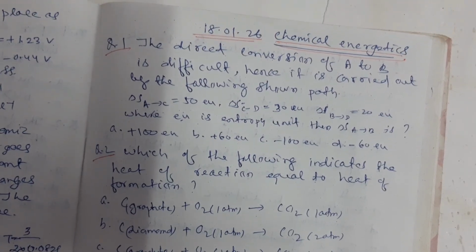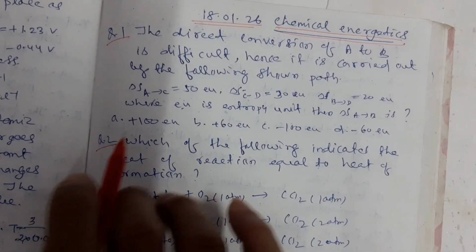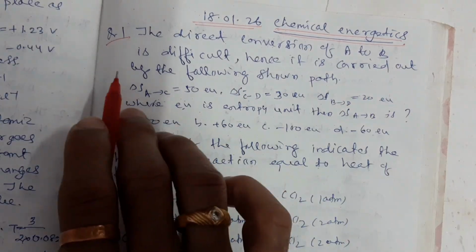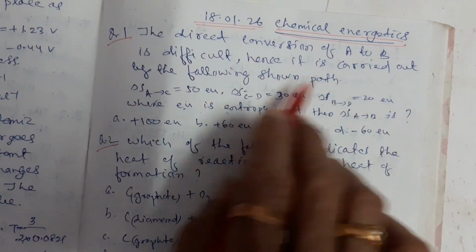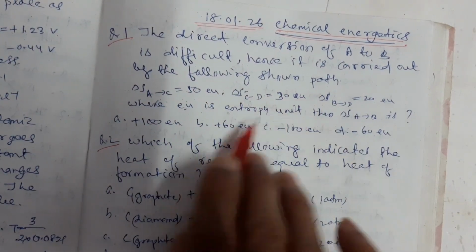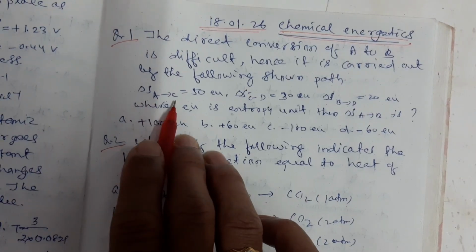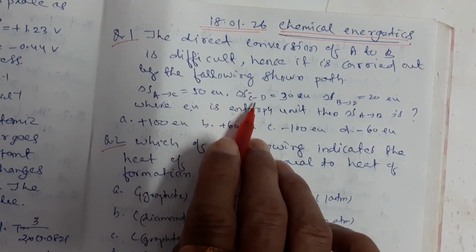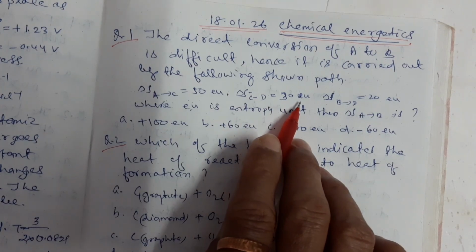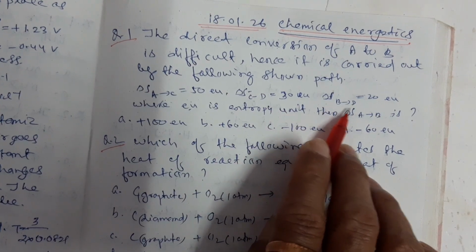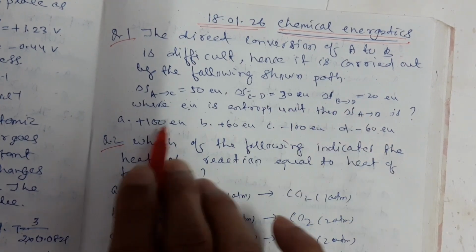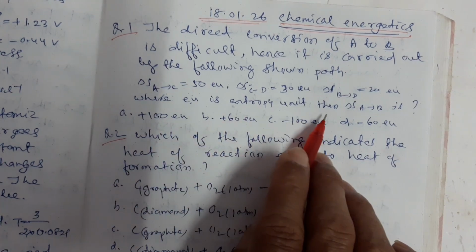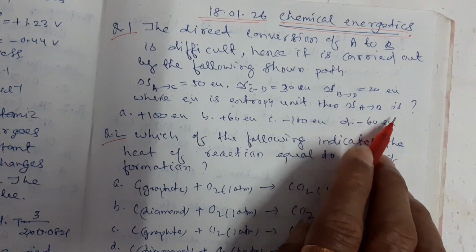The first question is: the direct conversion of A to B is difficult, hence it is carried out by the following shown paths. ΔS for A to C is 50 entropy units, ΔS for C to D is 30 entropy units, and ΔS for B to D is 20 entropy units, where EU is the entropy unit. Then ΔS for A to B is how much?